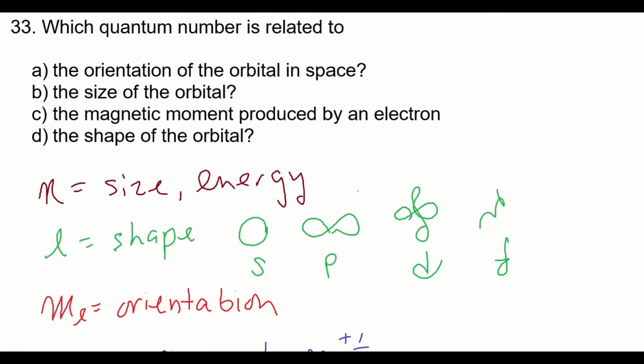All right, so let's go right to the answers now. The orientation, that's going to be the magnetic quantum number. The size of the orbital is the principal quantum number. The magnetic moment or the spin, that's the magnetic spin quantum number, and the shape is the angular momentum quantum number.